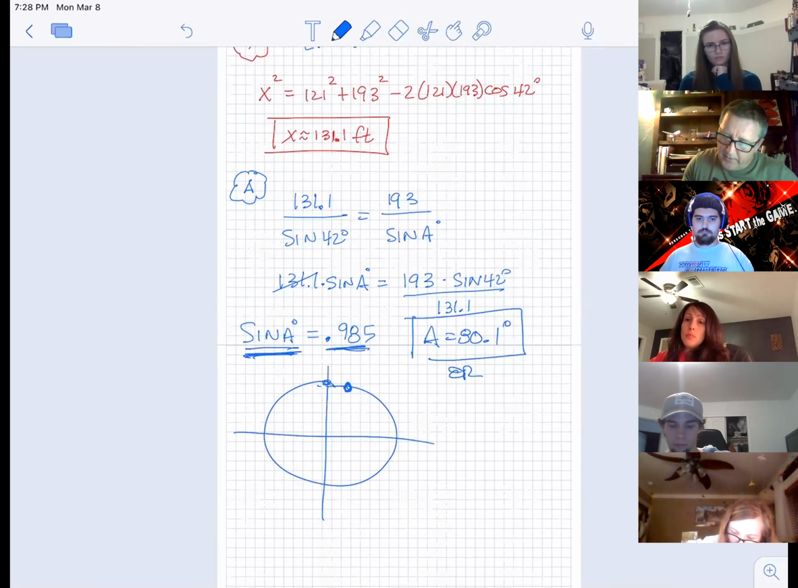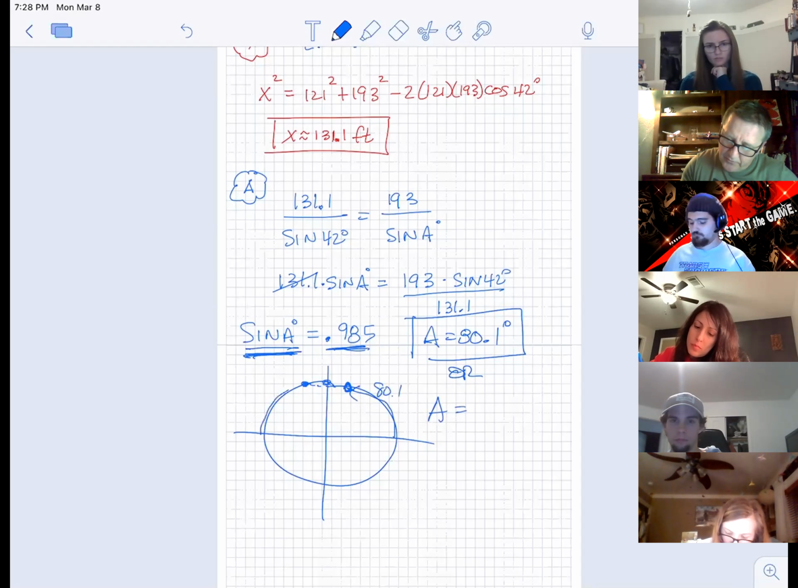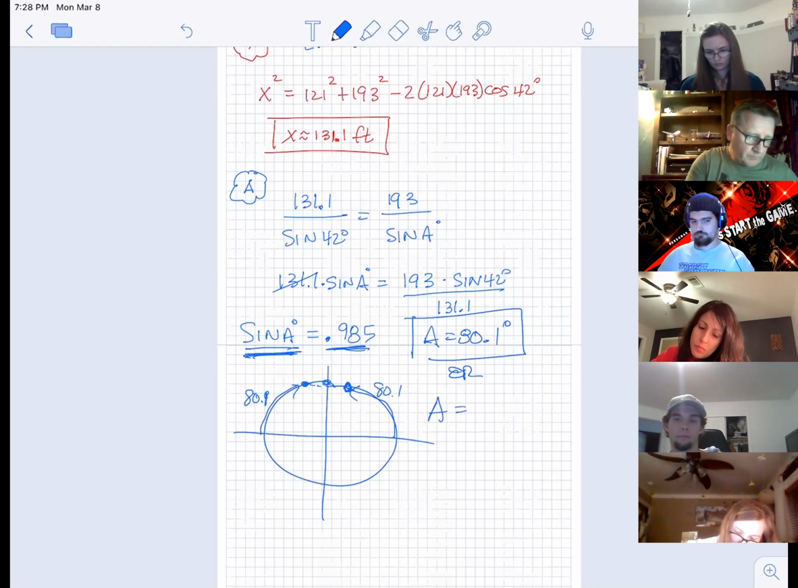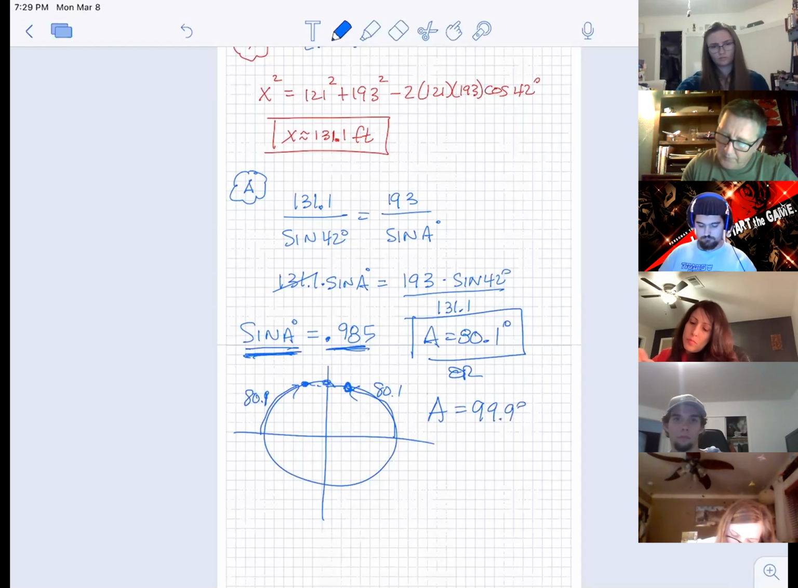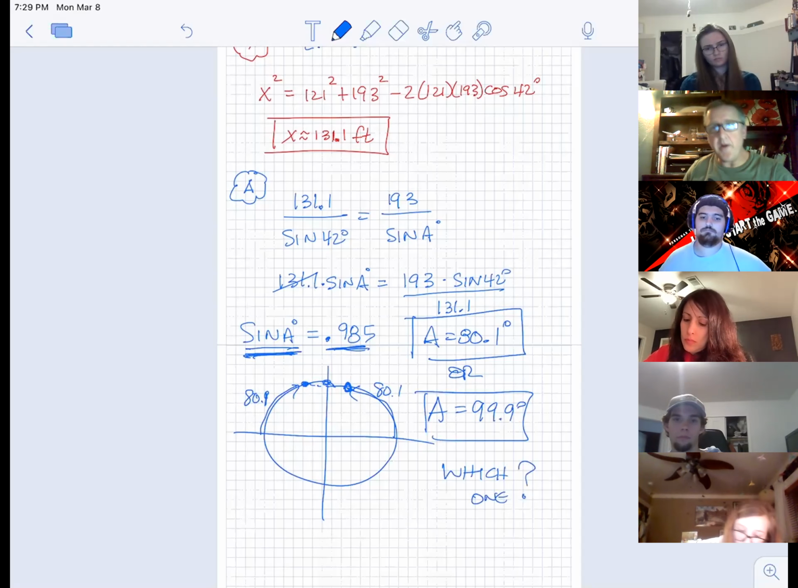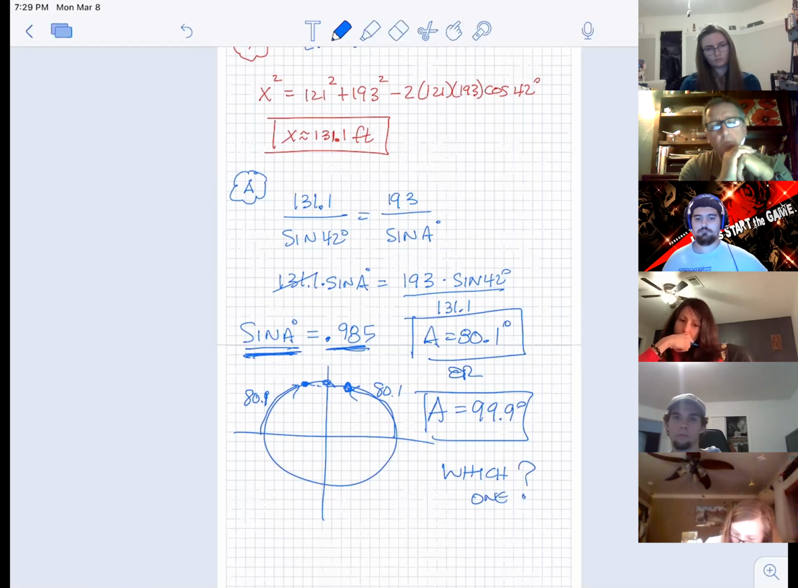But wouldn't sine have another answer right over there? So unfortunately, A could be 80.1, or A could be, let's see, if that's 80.1 up to there, then isn't this, just reason it out, also 80.1? So I guess that'd be 180 minus 80.1, which is, yeah, 99.9. Which one? One of them's right, one of them's wrong. So Wednesday, we just need to talk about how to not get into that problem.